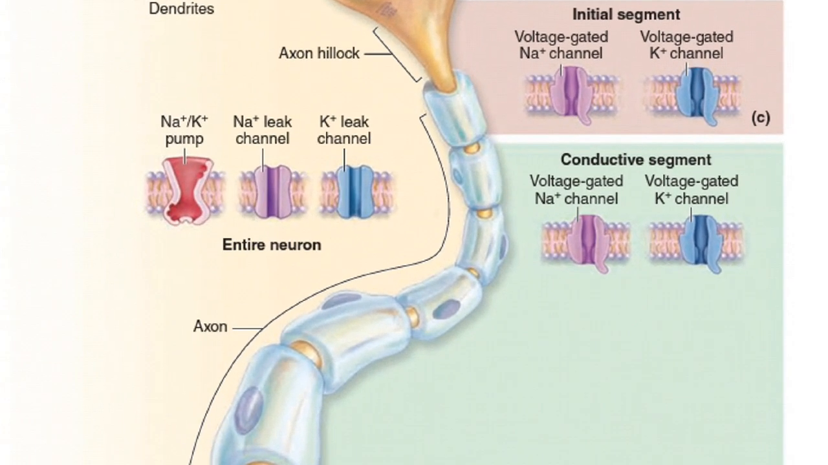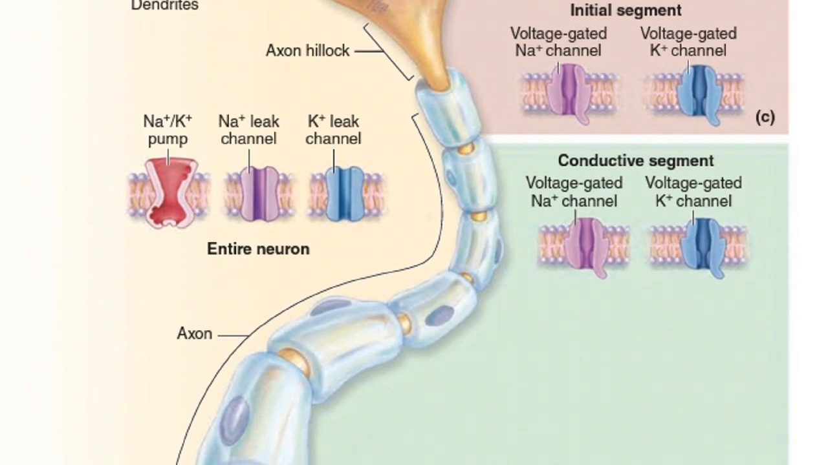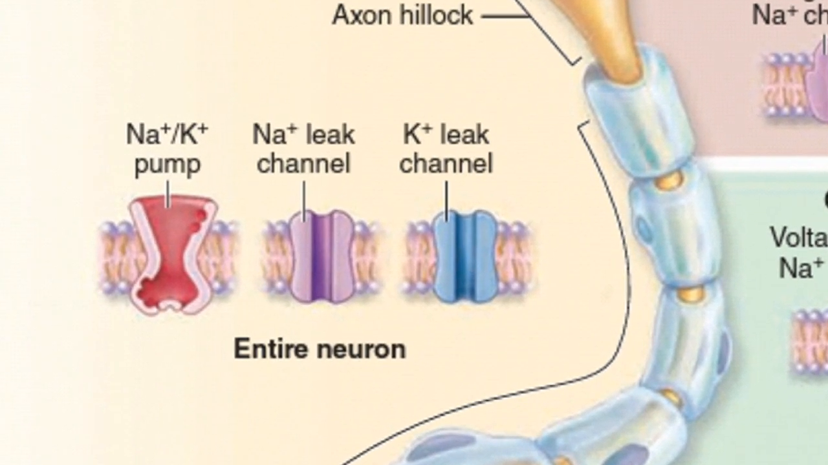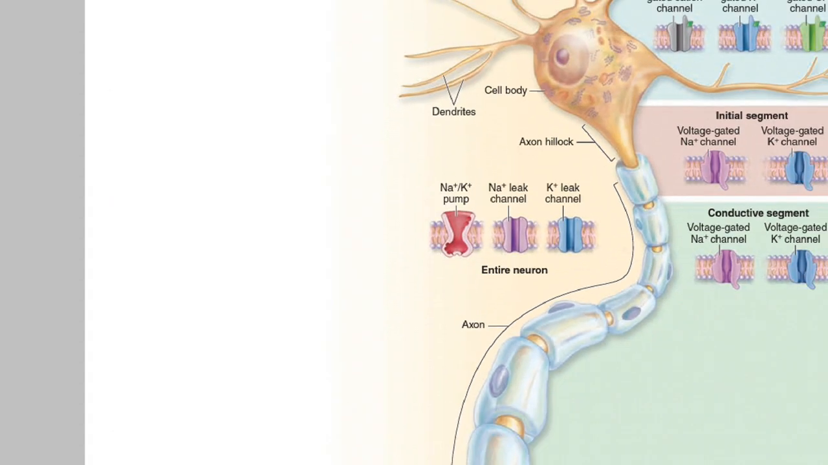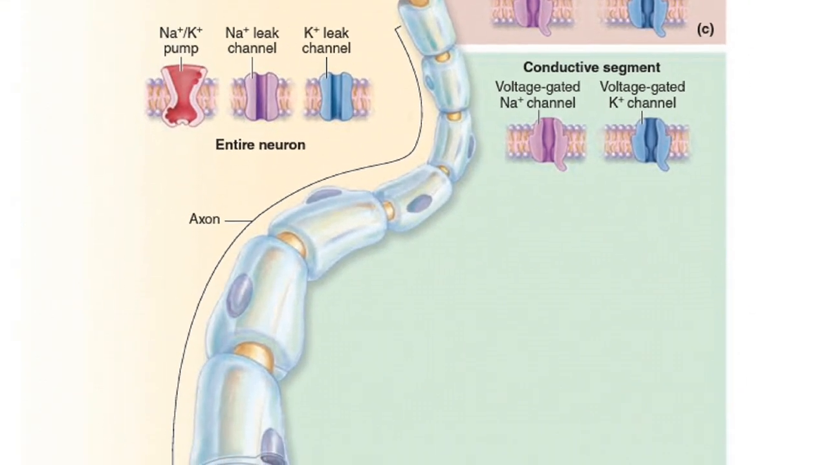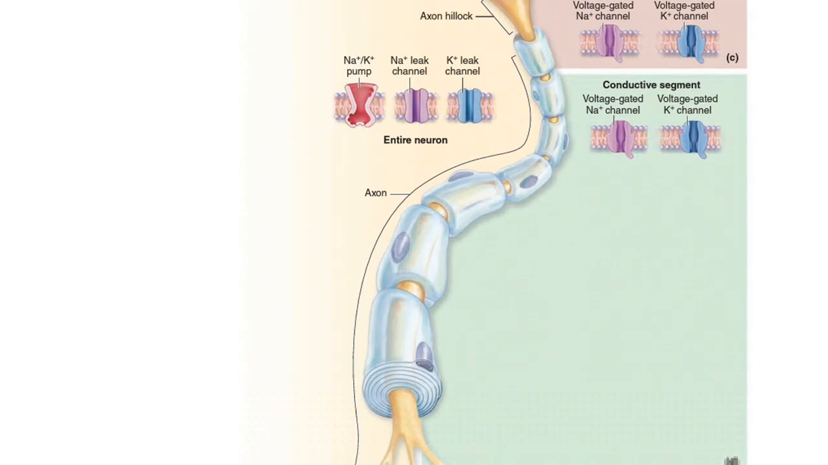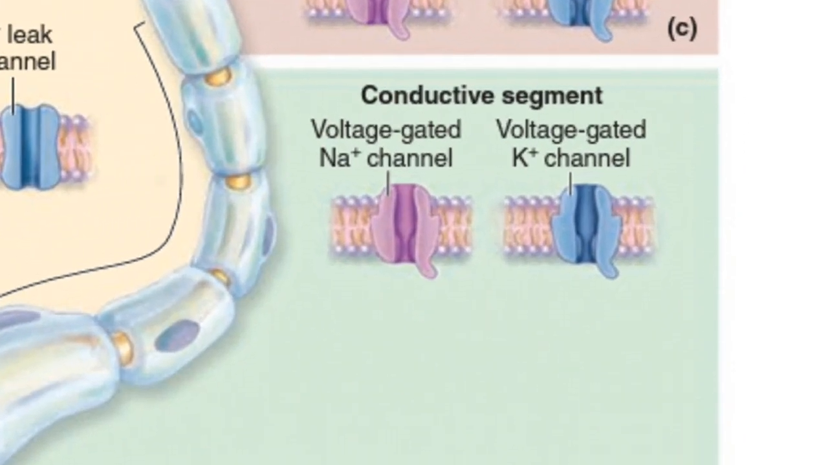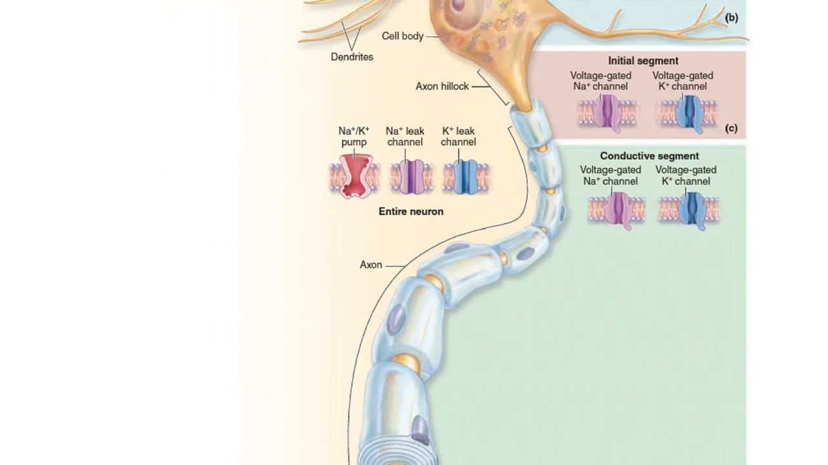Then see, on the entire length of the neuron, these three channels are present: Na plus, K plus pump, then Na plus leak channel, and K plus leak channel. And this is the conductive segment, this one. And in the conductive segment, you can see voltage gated Na plus channel and voltage gated K plus channel are present.